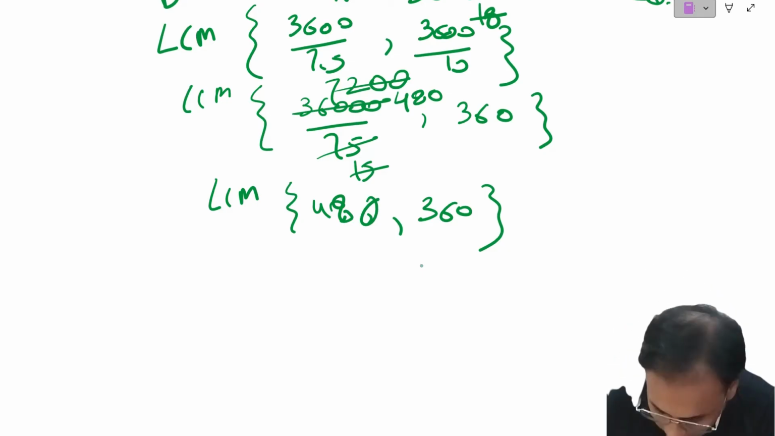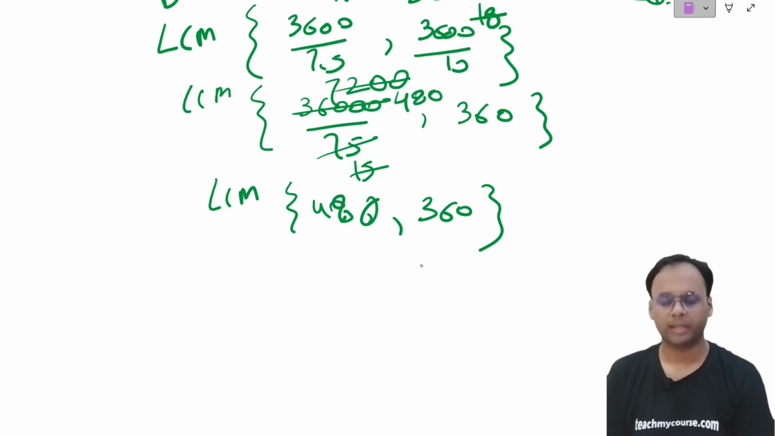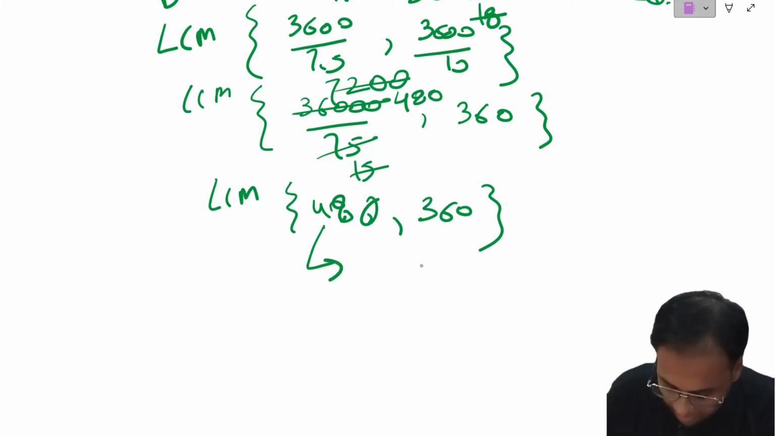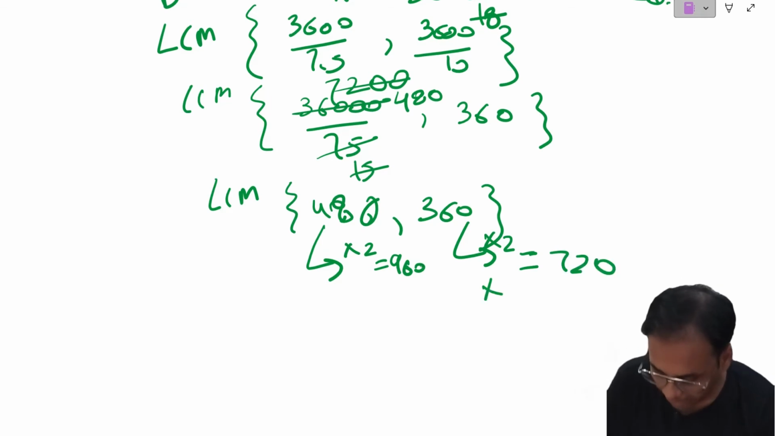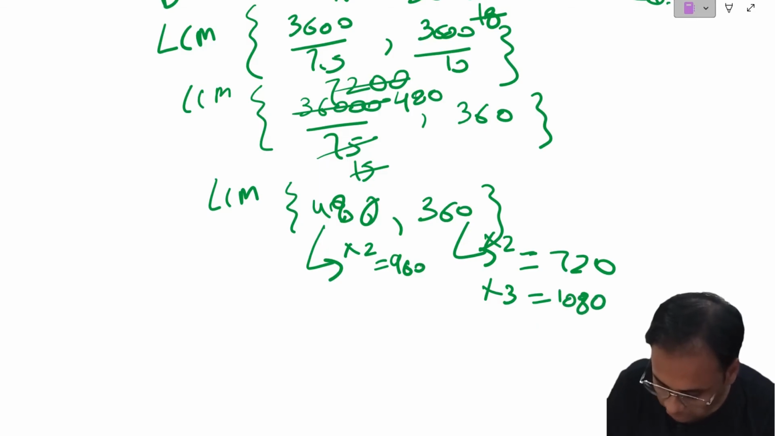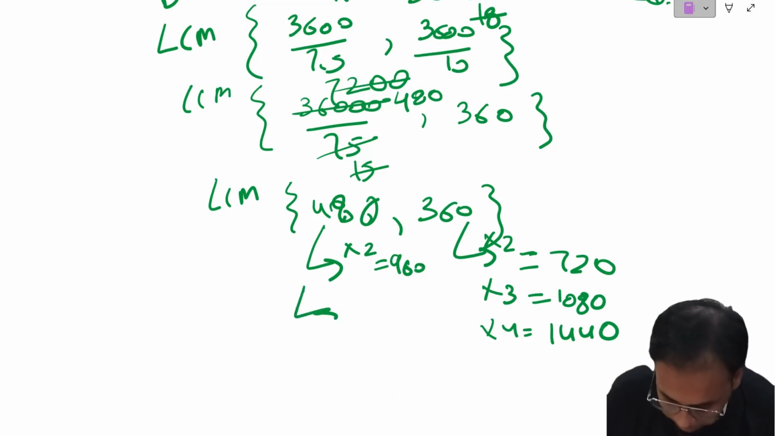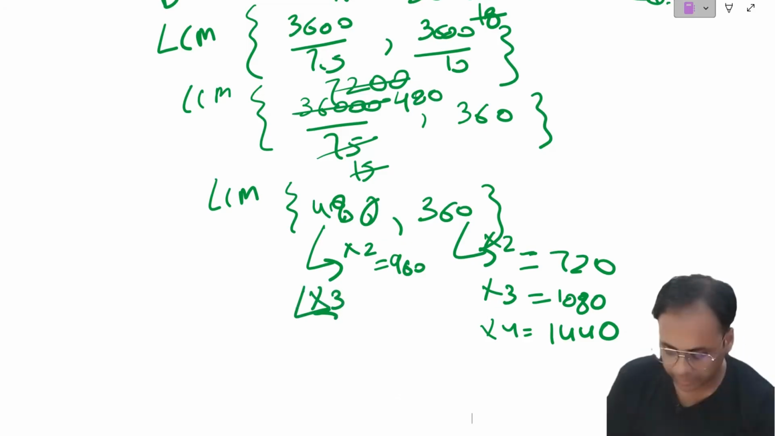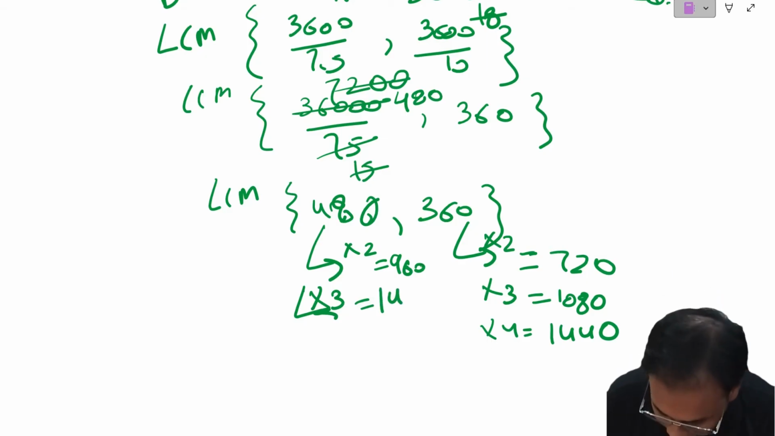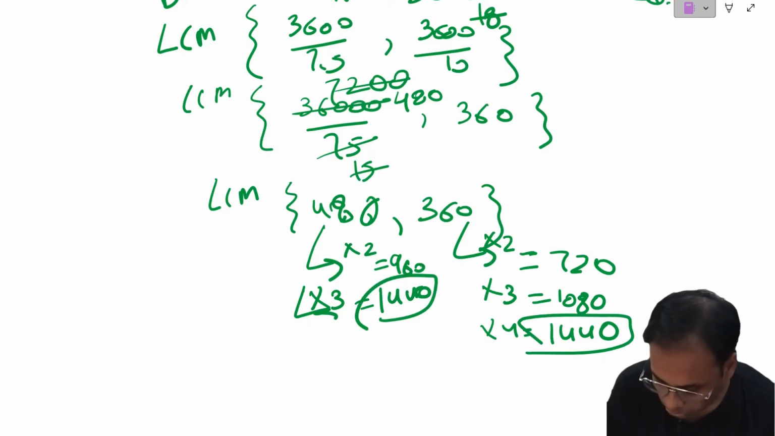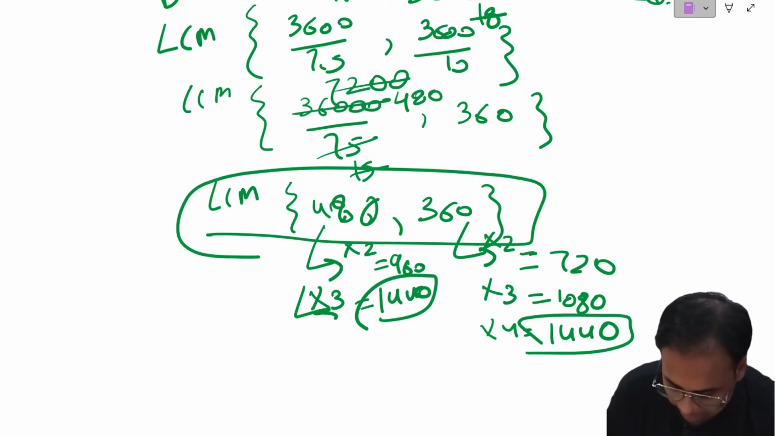Now we can just work it out mentally without using any sort of trick. When 480 is multiplied by 2, it gives 960, and 360 multiplied by 2 gives 720. Multiplied by 3, it gives 1080. With 4, it gives 1440. You have to match it out. When 480 is multiplied by 3, we get 1440, so it matches. So 1440 is the LCM of 480 and 360.